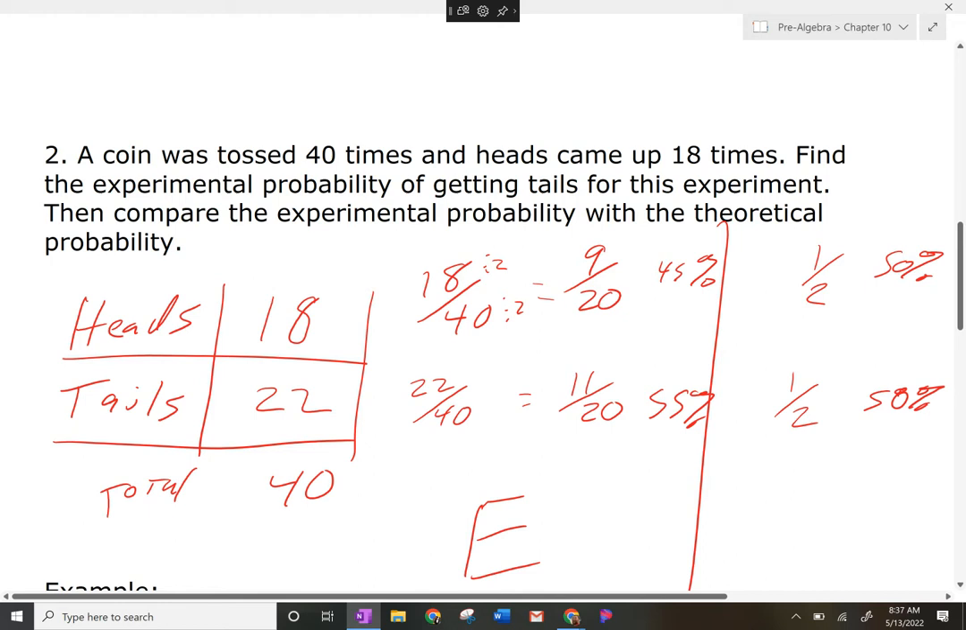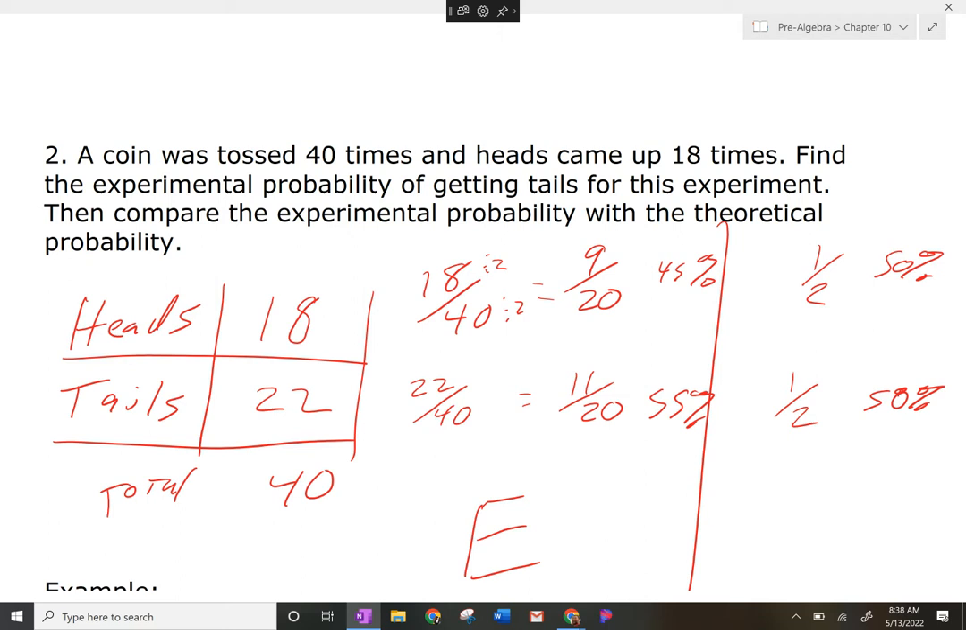It says compare the experimental probability with theoretical probability for getting tails. So let's look at tails. What's the experimental probability of getting tails? 55. Okay. What's my theoretical? 50. Am I doing better or worse? Better. I'm doing better than my theoretical probability.